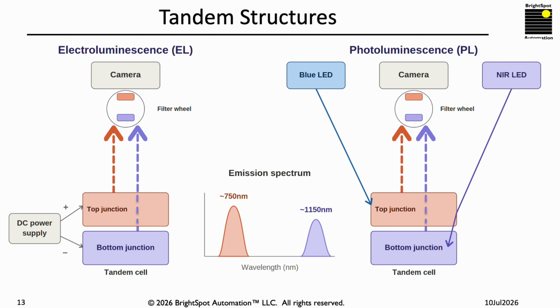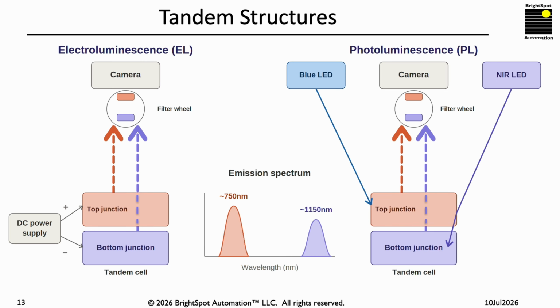For example, a simple ratio of one intensity to another. For those folks looking at tandem solar cells, we can look at both the top and bottom junction in both electroluminescence and photoluminescence mode. For electroluminescence mode, we simply will take one image with a filter stack corresponding to the emission spectrum of the top junction and then shift to the filter wheel position for a different stack that corresponds to the emission of the bottom junction.